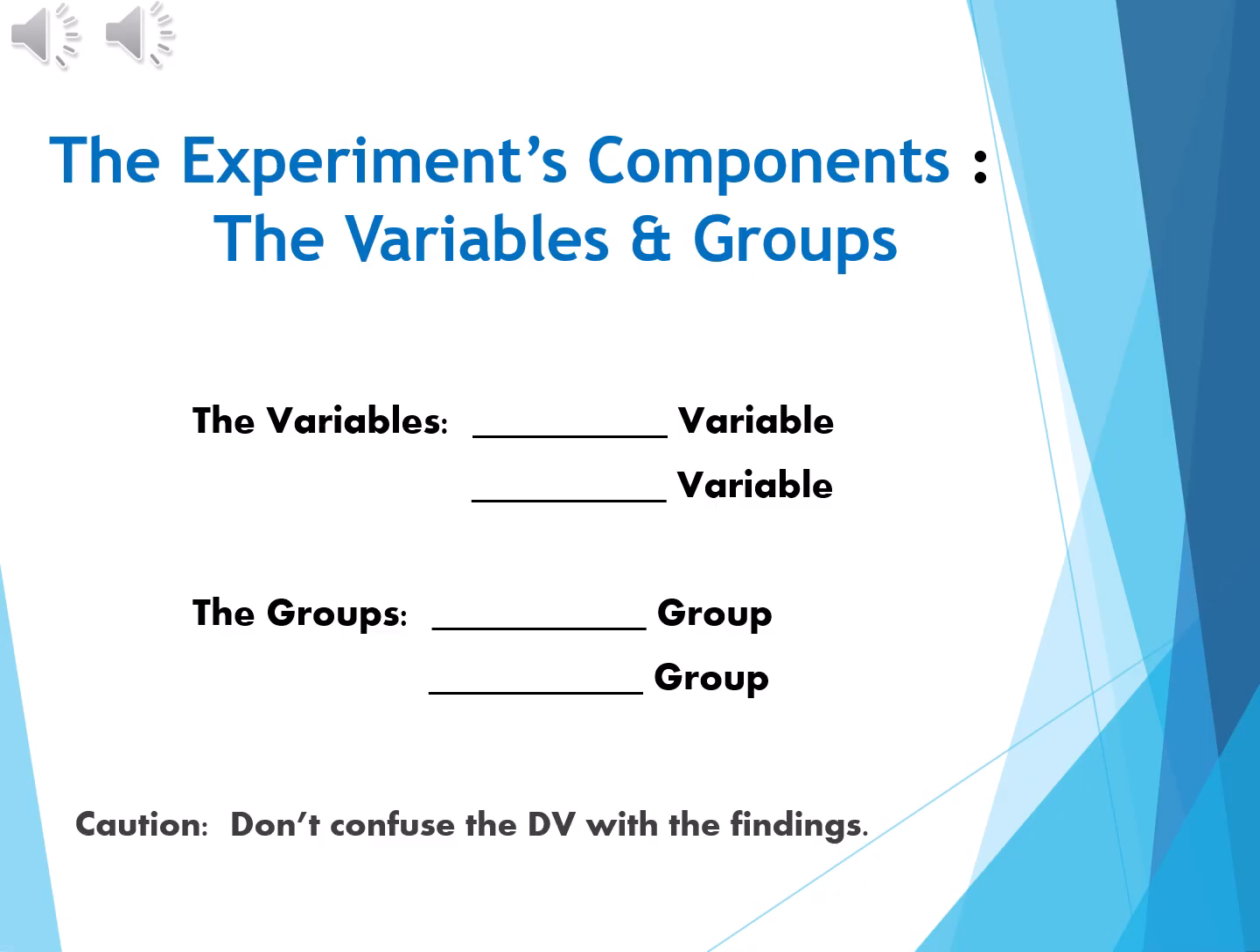So let's look at the basic components of an experiment, those elements which eventually allow the cause and effect conclusion to occur. Two types of variables, two types of groups. Take a moment and see if you can identify both the groups and the variables.